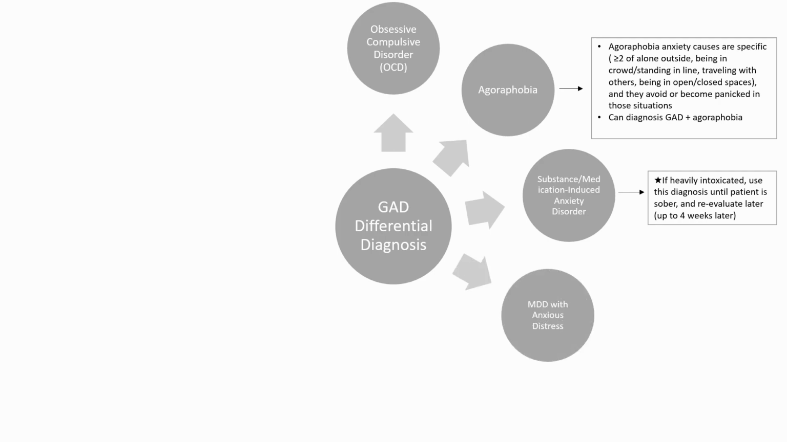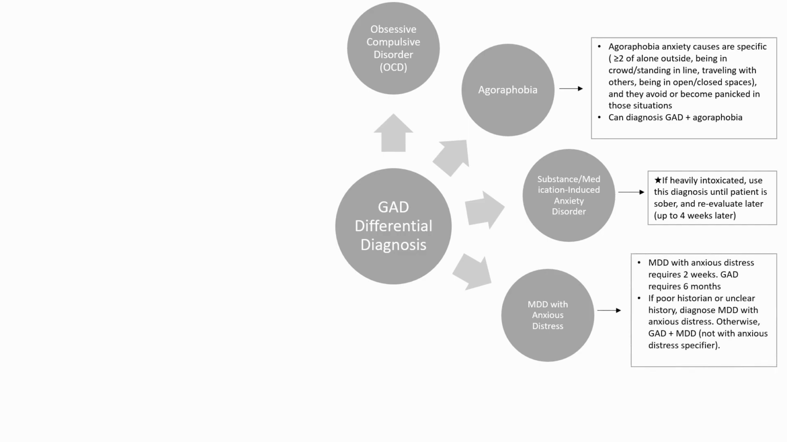Major depressive disorder with the anxious distress specifier was discussed in the depression diagnosis video. Essentially, in this case, the patient meets criteria for major depressive disorder and GAD without meeting the 6-month timeline for GAD.